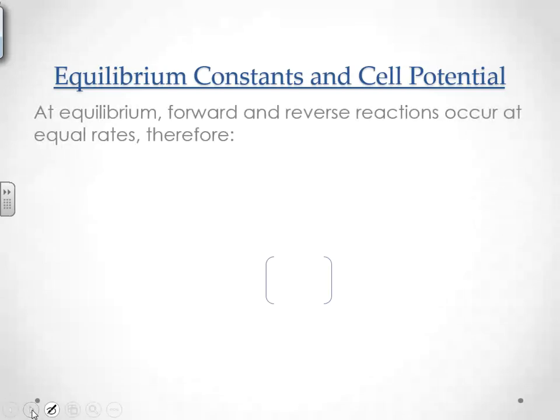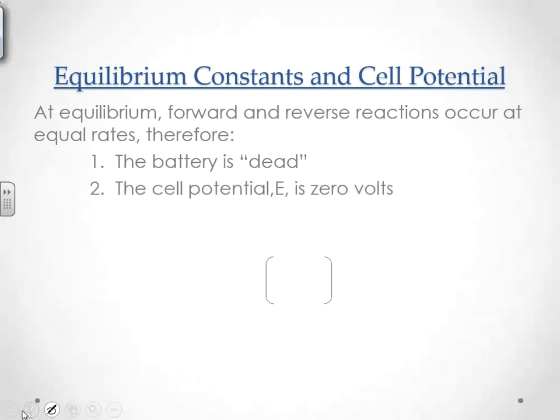At equilibrium, the forward and the reverse reactions occur at equal rates. Remember that from our equilibrium chapters that we studied, chapters 15, 16, and 17. So at equilibrium, the battery is what we call a dead battery. Whenever the reaction reaches equilibrium, the battery is considered dead and the electrons no longer flow. So at this point, the cell potential is 0 volts.